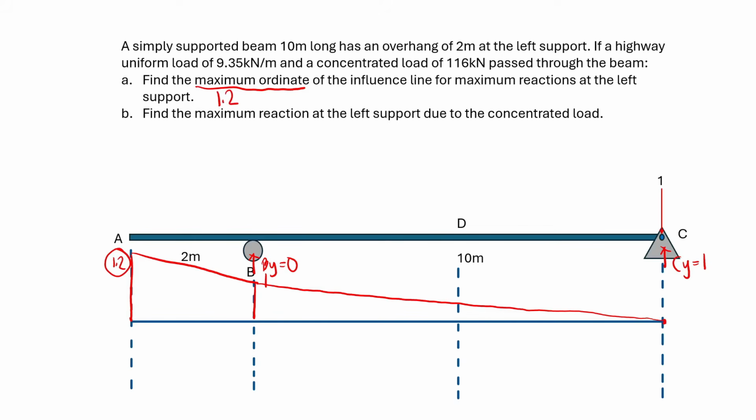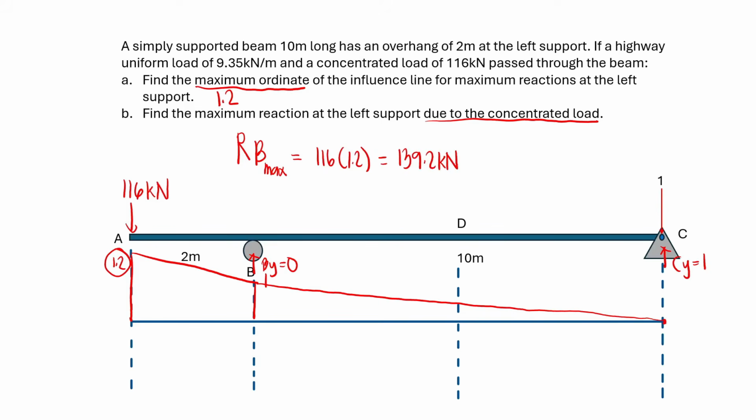And then for letter B, we have to find the maximum reaction at the left support due to the concentrated load. And so what we will do here is we'll place the concentrated load on the point at which the ordinate is maximum. Now since the ordinate is maximum at the end of the overhang, then we'll place the load there. So we have 116 kN, and then the maximum reaction of B will be, let's just say RB max. That will be 116 times 1.2, which will give us 139.2 kN.